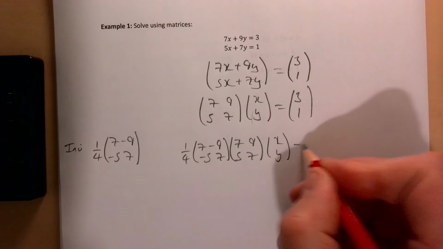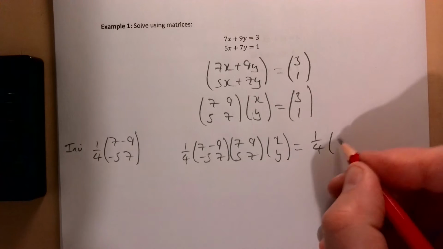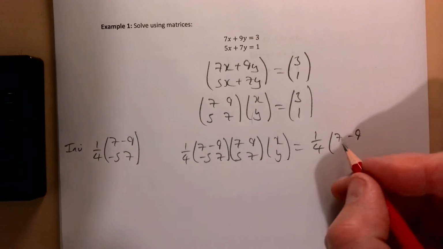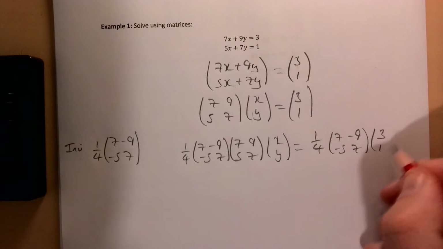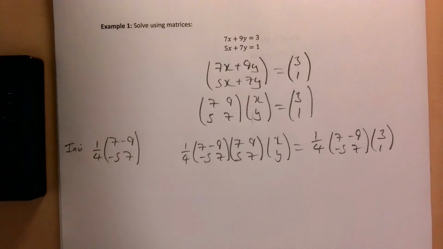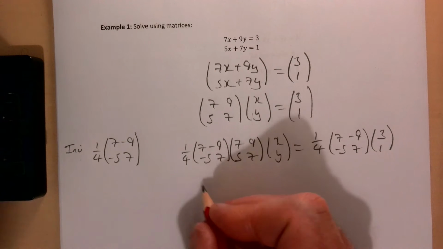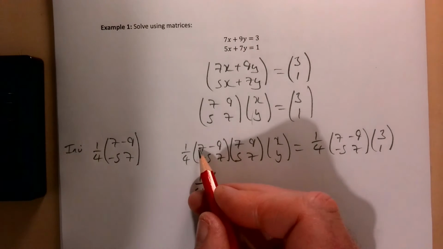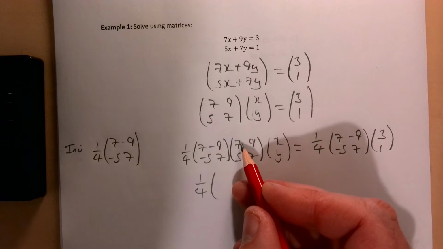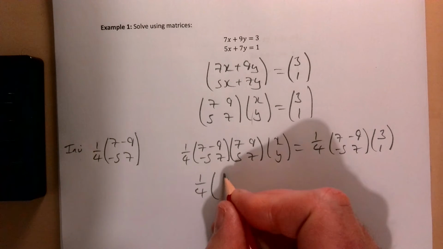x, y equals a quarter of 7, minus 9, minus 5, 7, and then 3 and 1. So let's see that everything works out okay. It's going to be a quarter. What do we have here? 49 plus minus 45, that gives me 4.